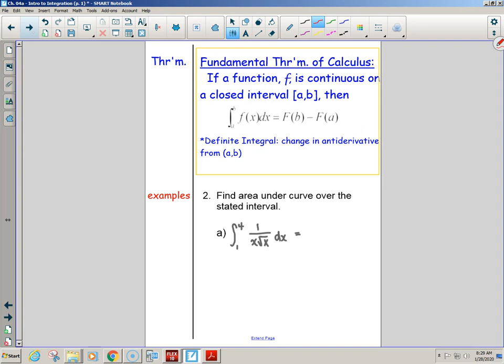But I do want you to remind yourselves of who capital F is. The definite integral is a change in the antiderivative from a to b. It's a quick reminder that capital F, we don't even need to write that because you have a definition of the antiderivative. Let's just put capital F as the antiderivative.